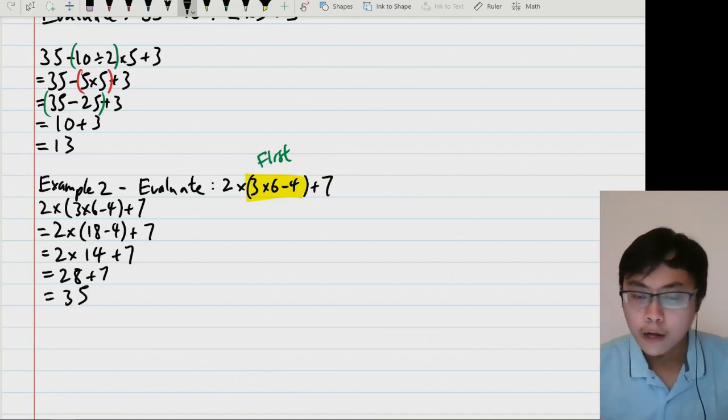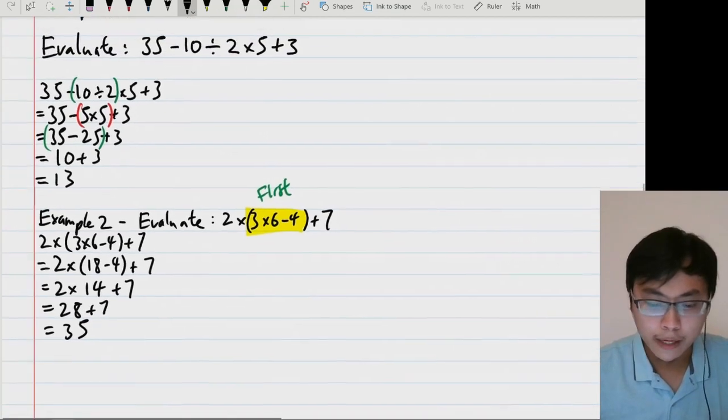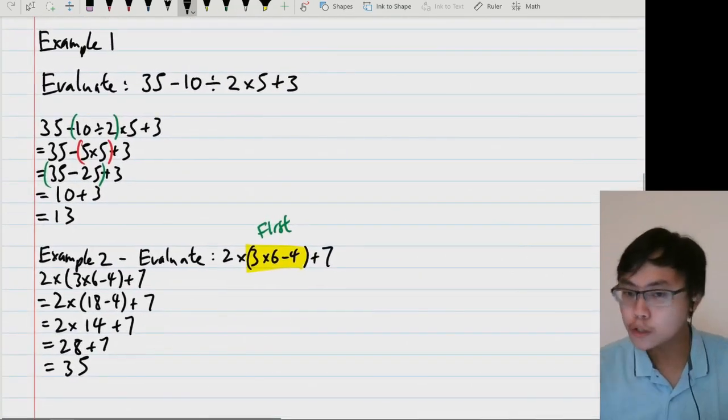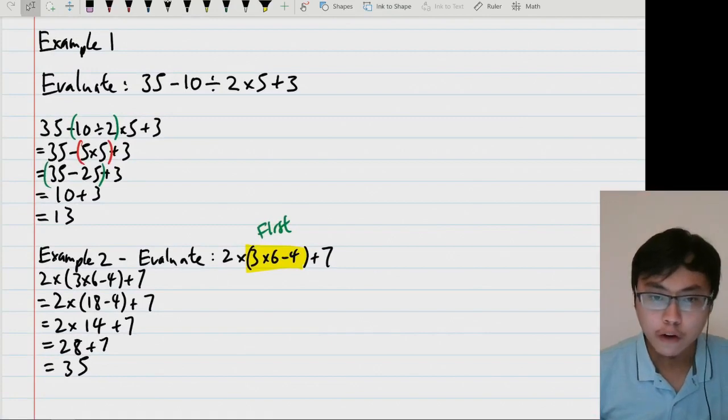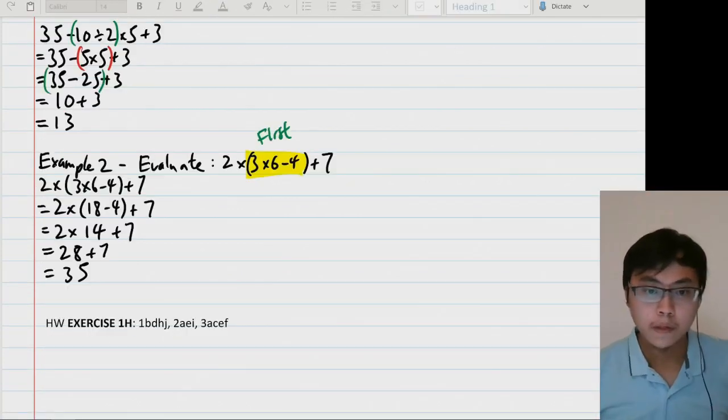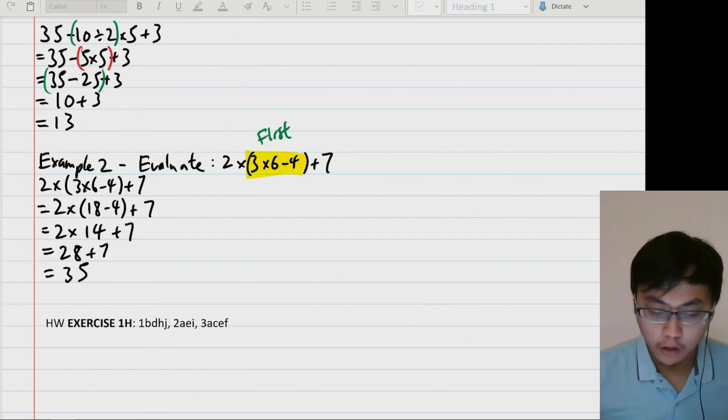Okay, so these are the 2 examples that I'm showing today. We'll continue next lesson. There are some questions that I want you guys to do for homework today. So these are the homework questions that I want all of you to do.